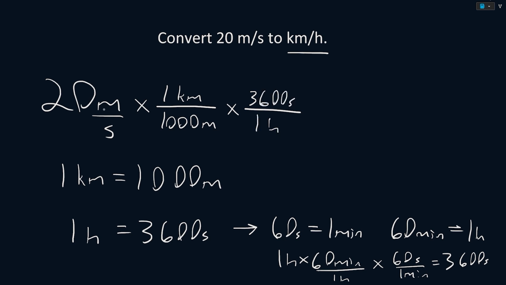Multiplying through this, we see that the meters cancel and leave us with kilometers, and the seconds cancel and leave us with hours. Solving this, we get that 20 meters per second is equivalent to 72 kilometers per hour.